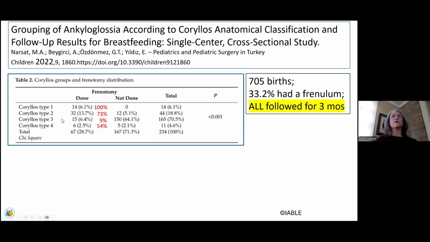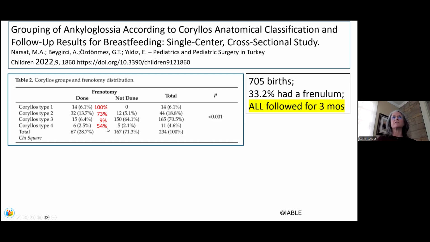These guys were also, oh, actually, I'm sorry. These guys were following 705 births prospectively over time, which is also kind of unusual about this study. And they found that 33% of their babies had some kind of a frenulum.